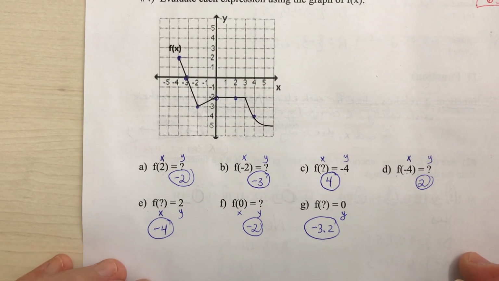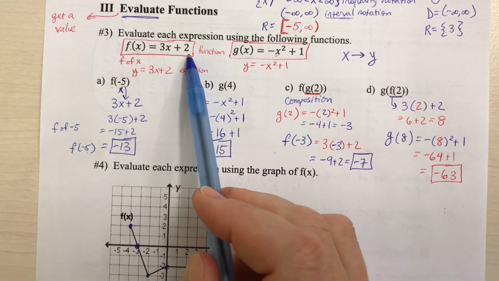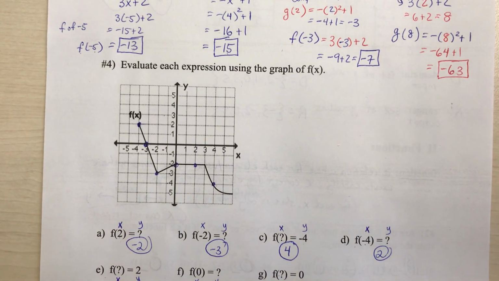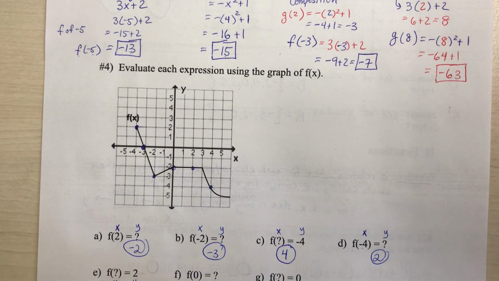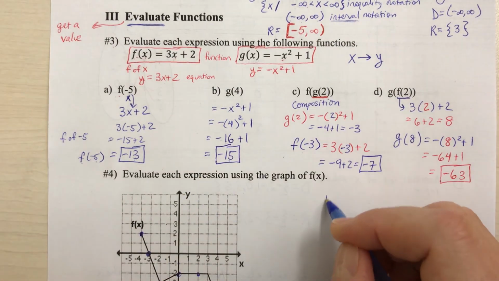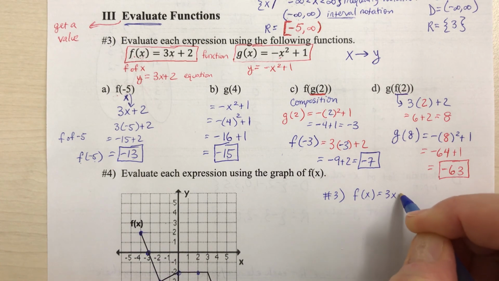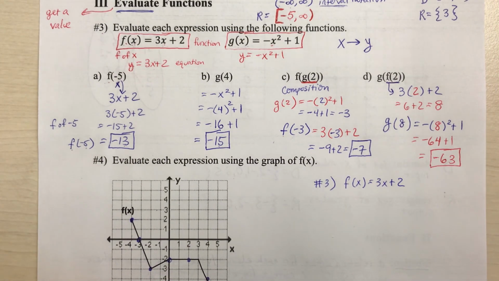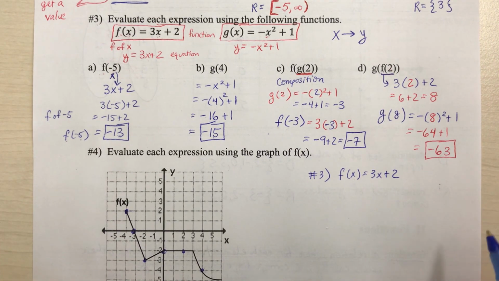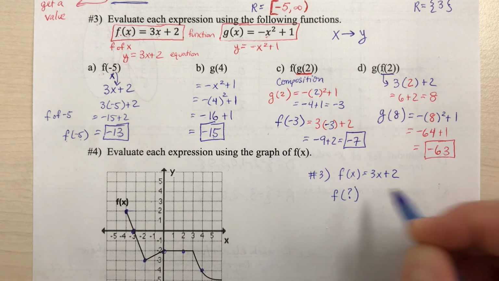Okay, so again, the concept: we can do this algebraically by taking x values and substituting to find the y. But we can also look at it from a graph. Now, one other thing that I'll do here, I'm going to come back to number 3, and I'm going to take this function, f of x is 3x plus 2. What if I told you that the function value was 17?